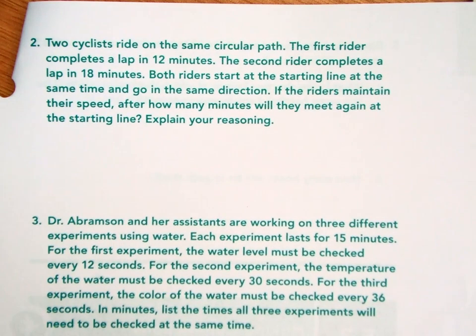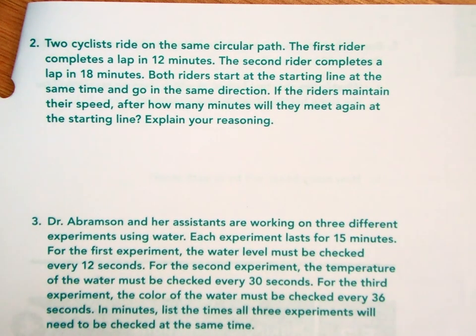Next one. 2 cyclists ride on the same circular path. The first rider completes a lap in 12 minutes. The second rider completes a lap in 18 minutes. Both riders start at the starting line at the same time and go in the same direction. If the riders maintain their speed, after how many minutes will they meet again at the starting line? Explain your reasoning. I felt this one was pretty straightforward.